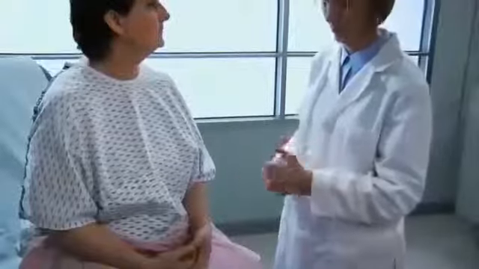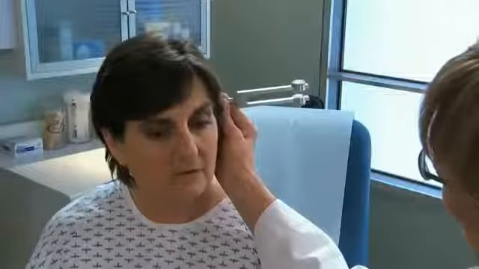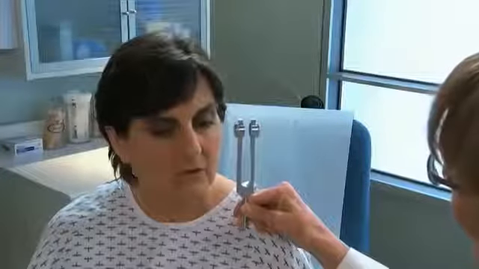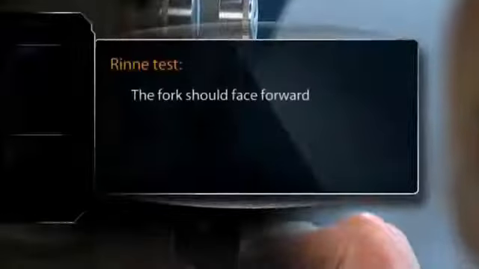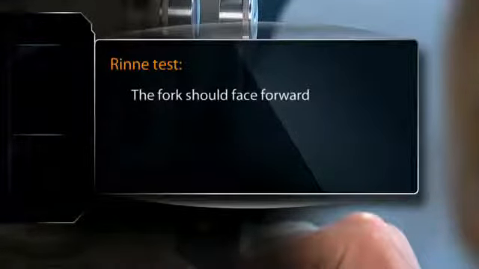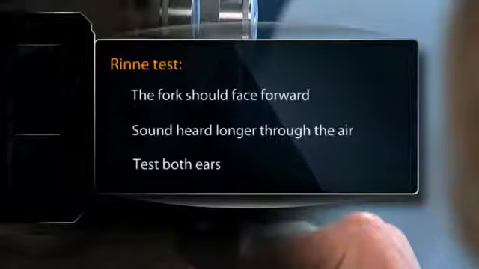Next, compare air and bone conduction by performing a Rinne test. Place a lightly vibrating tuning fork on the mastoid bone behind the ear and level with the canal. When the patient indicates that the sound is no longer heard, quickly place the vibrating fork near the ear canal and ask if the sound can be heard. The U of the fork should face forward, maximizing the sound for the patient. Normally, the sound can be heard longer through the air than through bone. Be sure to test the opposite ear.